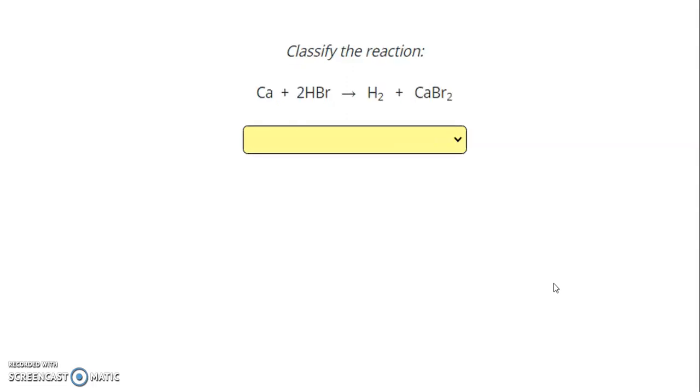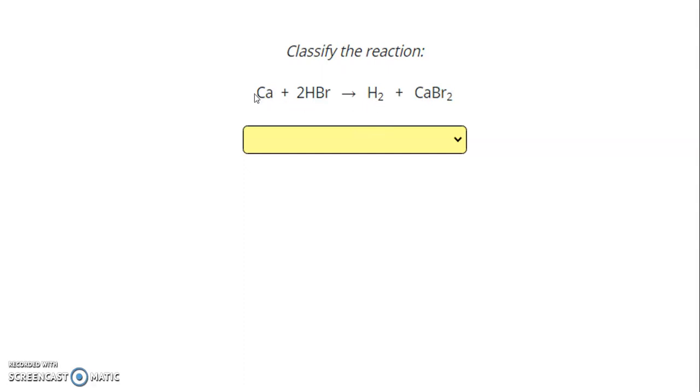Next one, calcium reacts with 2HBr to yield H2 plus CaBr2. Calcium, Ca, enters this reaction not bonded to anybody. It is alone. Hydrogen leaves this reaction not bonded to anybody except itself. It is H2, but it's not stuck to another element. This guy enters single. This guy leaves single.